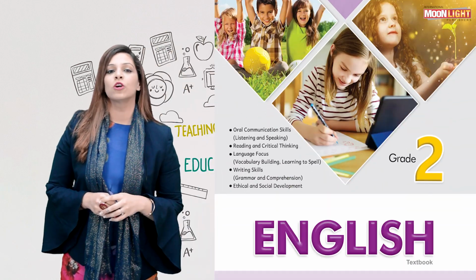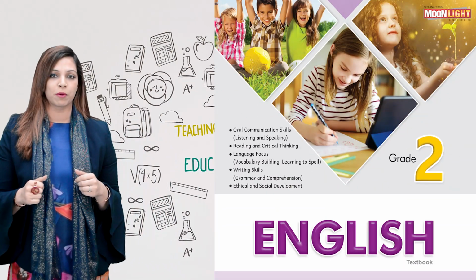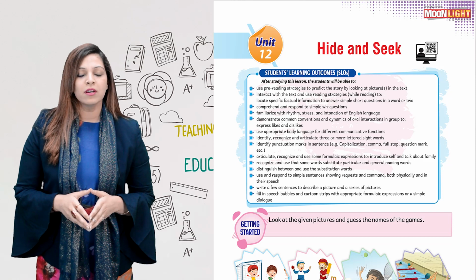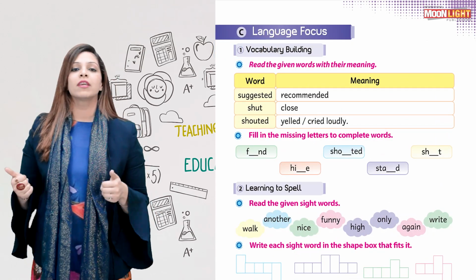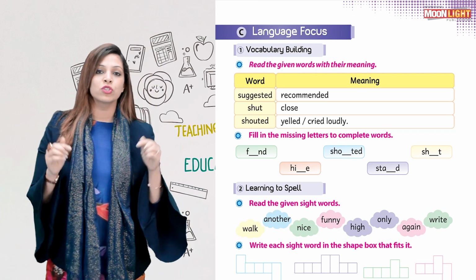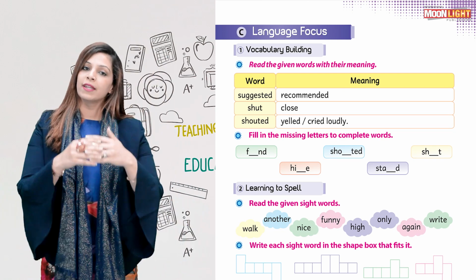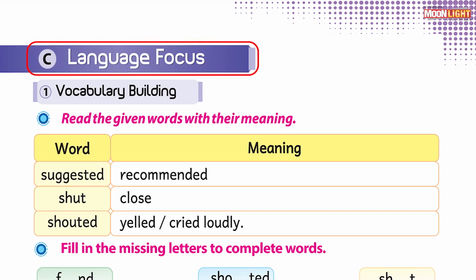Grade 2 students, kindly open your English textbook developed by Moonlight Publishers. Unit number 12, Hide and Seek. We have already completed reading and critical thinking competency of this unit. Now it's time to move towards our next competency, and that is language focus.